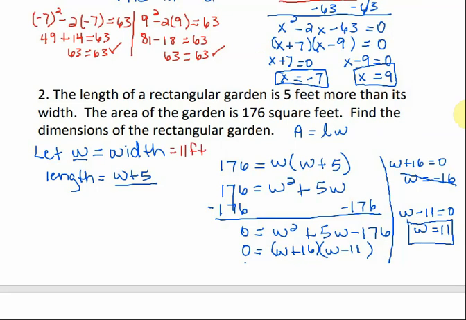And they didn't just want the width, it said find the dimensions, so we need the length. Well, for the length, if I plug 11 in right here, 11 plus 5 is 16. So those are the dimensions of my rectangular garden.